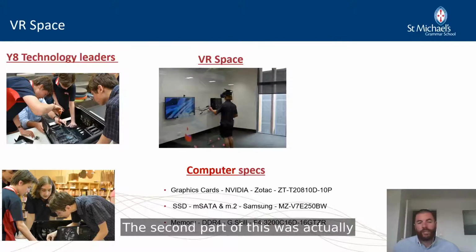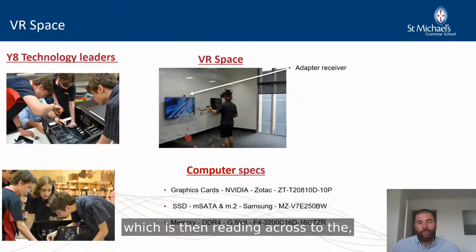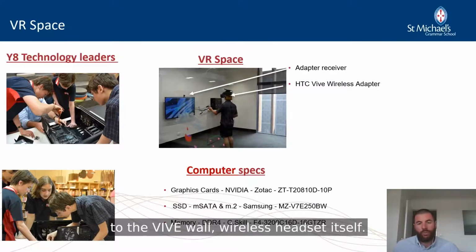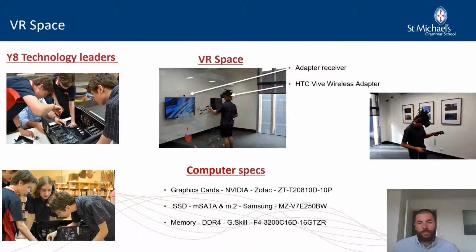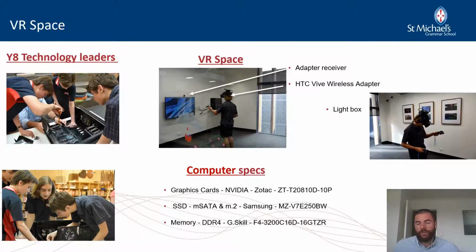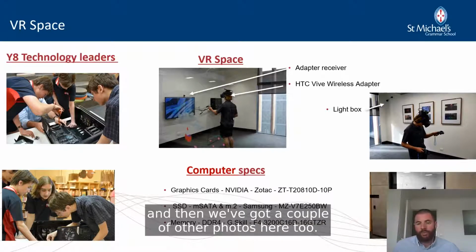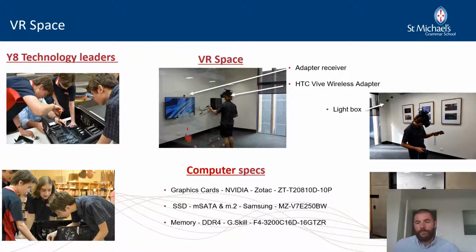Now, the second part of this was buying the Vive Pro headset. You see here, this is a wireless option. So we've got the adapter, which is then reading across to the Vive wireless headset itself. And then up here you'll see we've got the light box for the Vive, which is setting the room scale. And then we've got a couple of other photos here too.